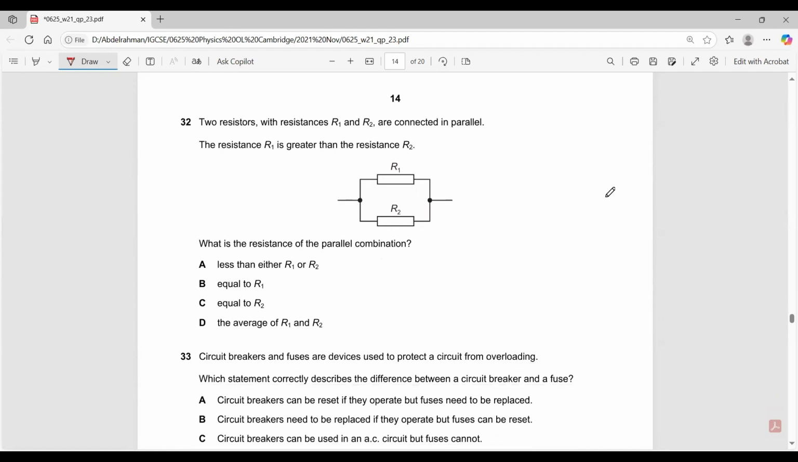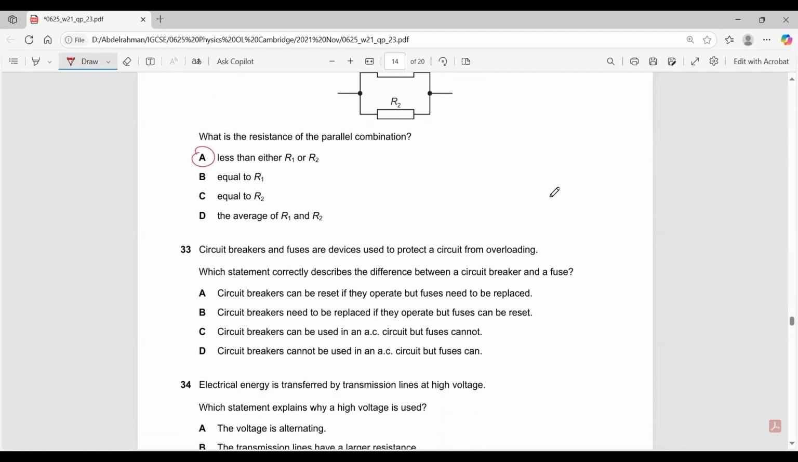What is the resistance of the parallel combination? You have R1 and R2, so it has to be less than either R1 or R2, less than the least resistor in parallel connections.